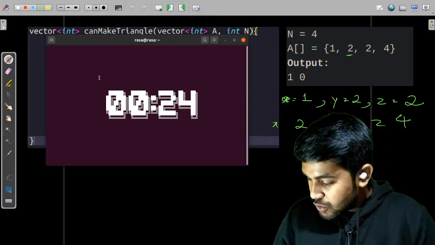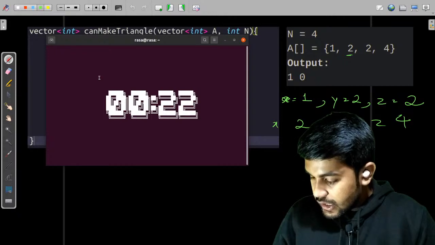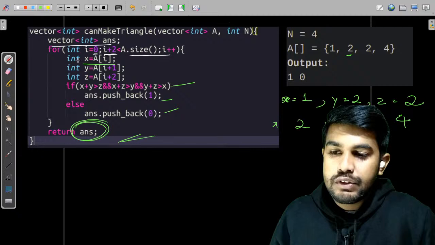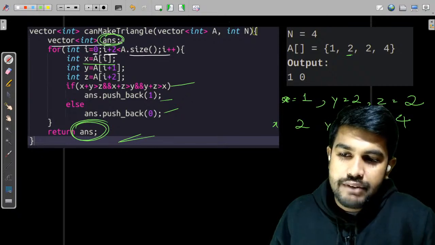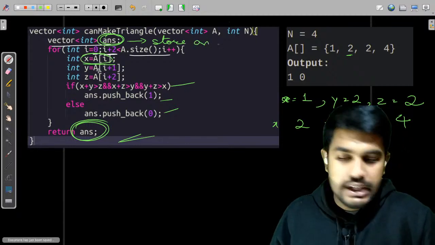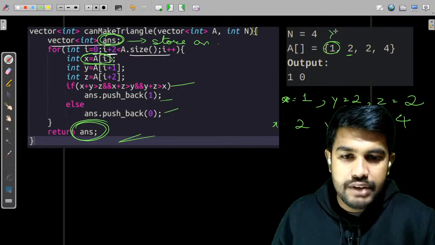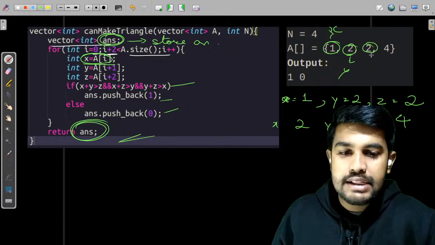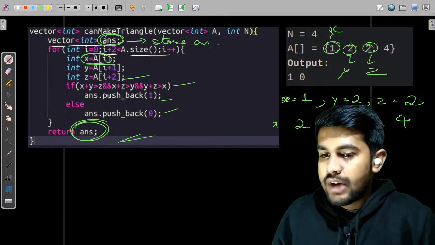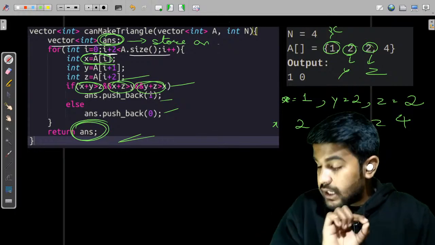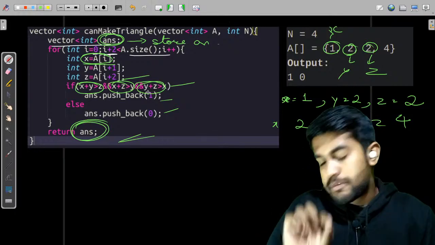Could you please go through the code again? Yeah, so I would be going through the code again. We are making a vector of answers to store the answer. We are first taking out the first element, which is this, and we are taking the term x, and this is y, and this is z. Fair enough. And then we are just checking for the three conditions. If all the three conditions are correct, then only we would push back 1.